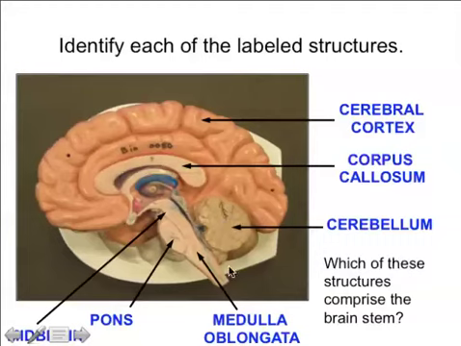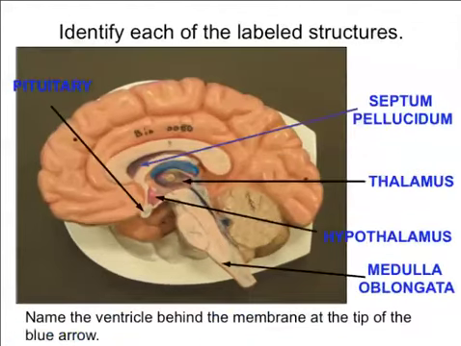This is the medulla oblongata, the pons, and of course the midbrain. And of these structures, which comprise the brainstem, those would be the midbrain, the pons, and the medulla oblongata. Okay. Moving over here, more labeled structures.